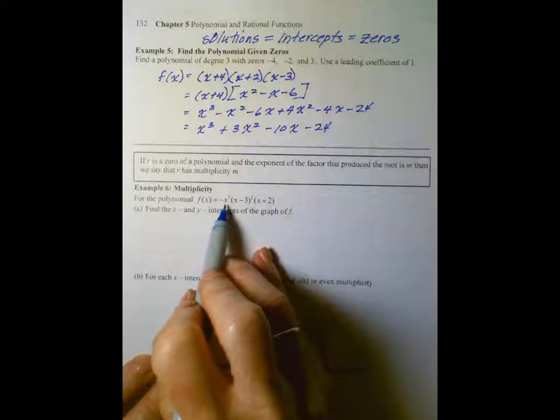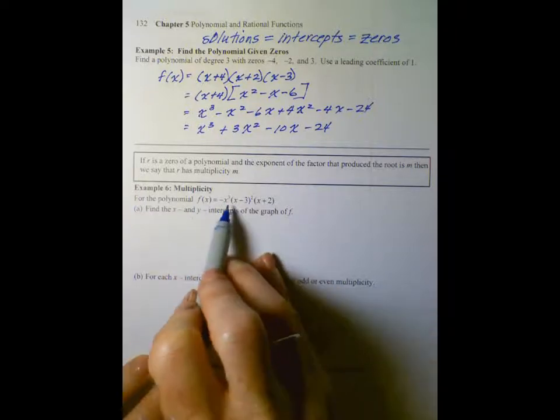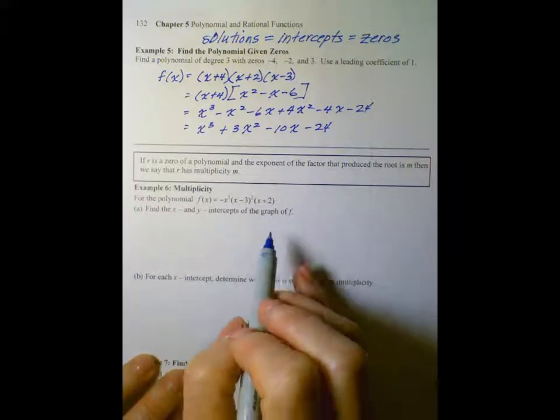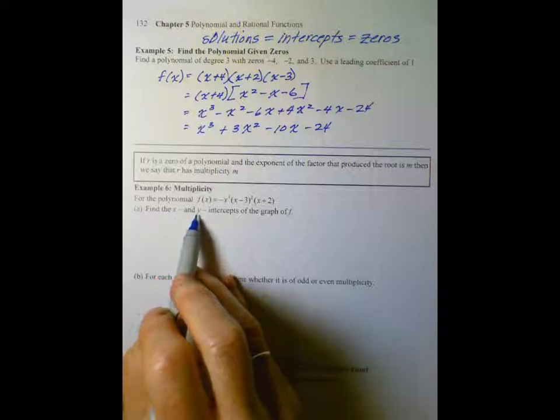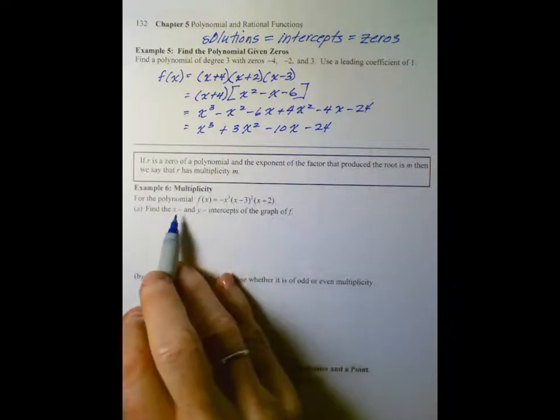Now I skipped over this one. What zero do we have here? Well, it's 0, isn't it? Yes, that indicates that one of the real zeros of this polynomial function is 0. Okay, so find the x and y intercepts of the graph of f. That's what they asked us to do.